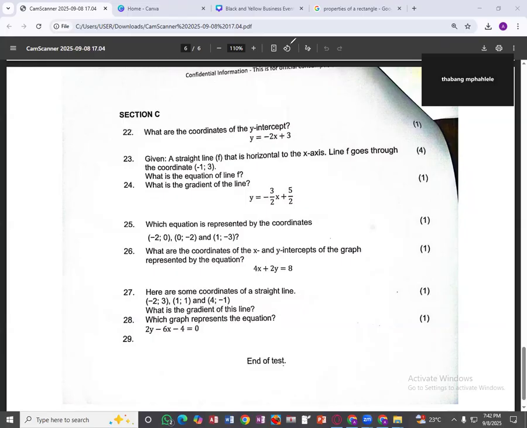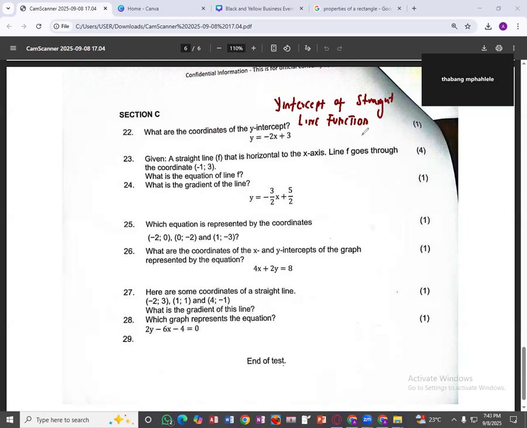When we talk about the y-intercept, we talk about the y-intercept of a function. And in grade 9, actually, we talk about the y-intercept of a straight line function. So you must understand what it is that we are talking about: the y-intercept of a straight line.